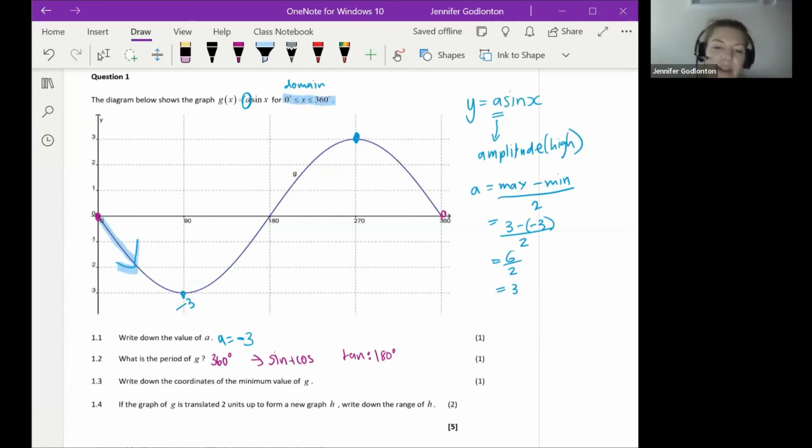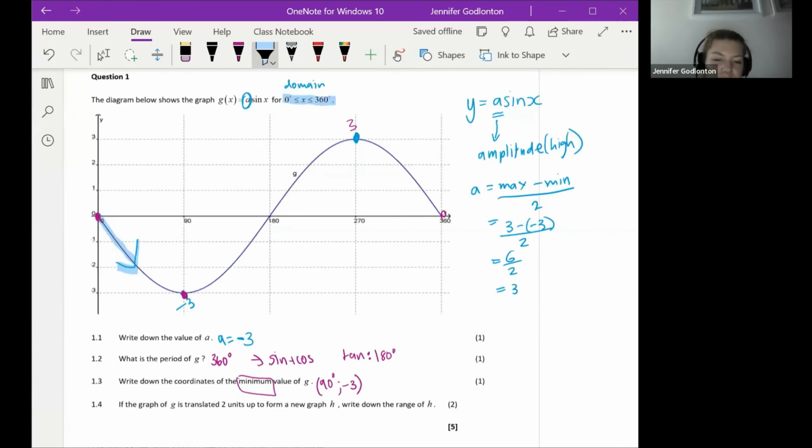Write down the coordinates of the minimum value of G. So what is the smallest value that my graph is? What are the coordinates of my minimum value? And they want coordinates. Yes, just be careful, Lolelo. They asked for coordinates. Yes, okay. So my smallest value is down here. That's at 90 degrees and at -3. Good. Okay. Now we get to the fun question.